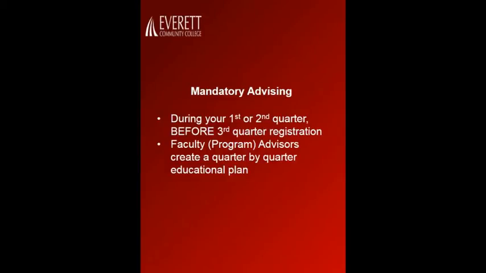For your mandatory advising that I mentioned earlier, again, you have to meet with a faculty program advisor to create a quarter-by-quarter educational plan prior to registering for your third quarter at Everett Community College. The faculty program advisors' names and contact information can be found on the curriculum guides that you use to monitor your progress towards a degree.